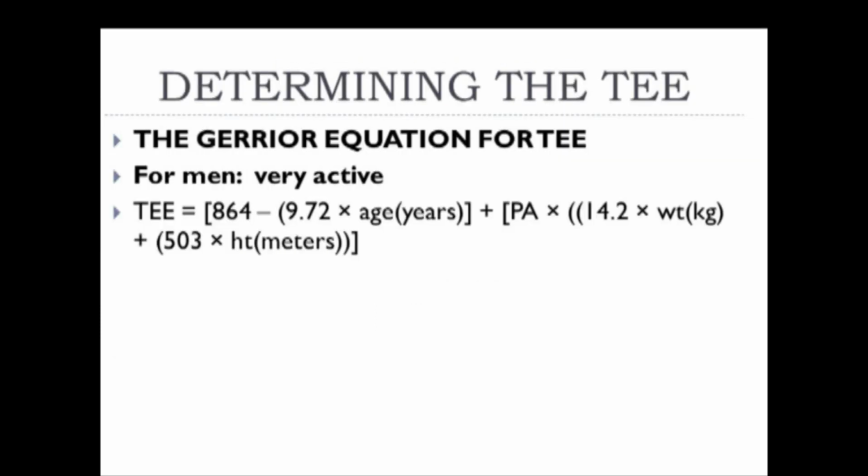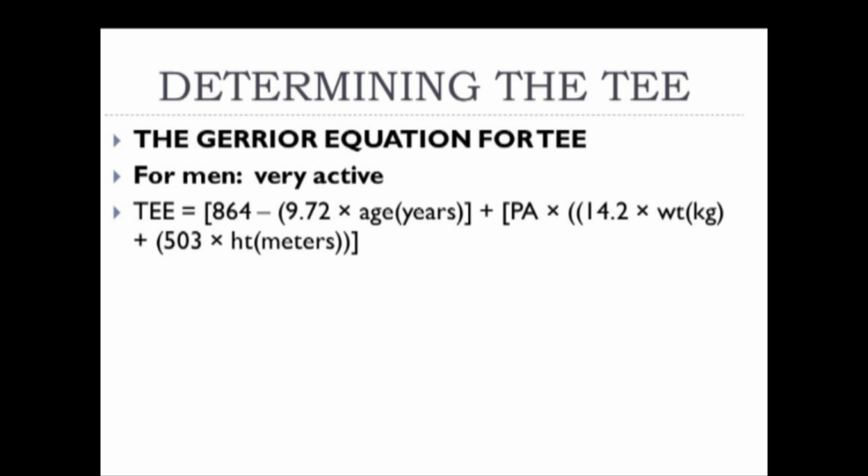Now, the second method for determining not the REE but the TEE, and it can be done in just one equation, is called the Garrier equation. And you can see it's a little bit more complicated, so consequently I don't require that students memorize this one, but it would be a really good idea to write down on a cheat sheet the two equations for men and women.